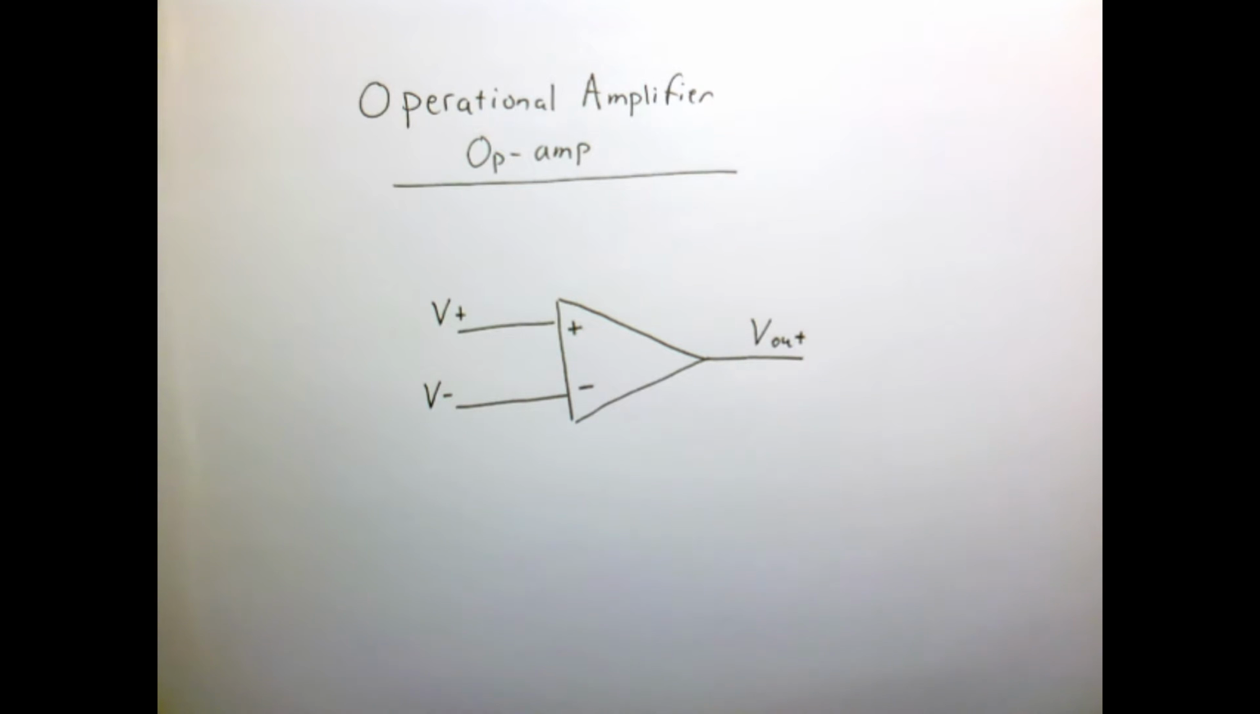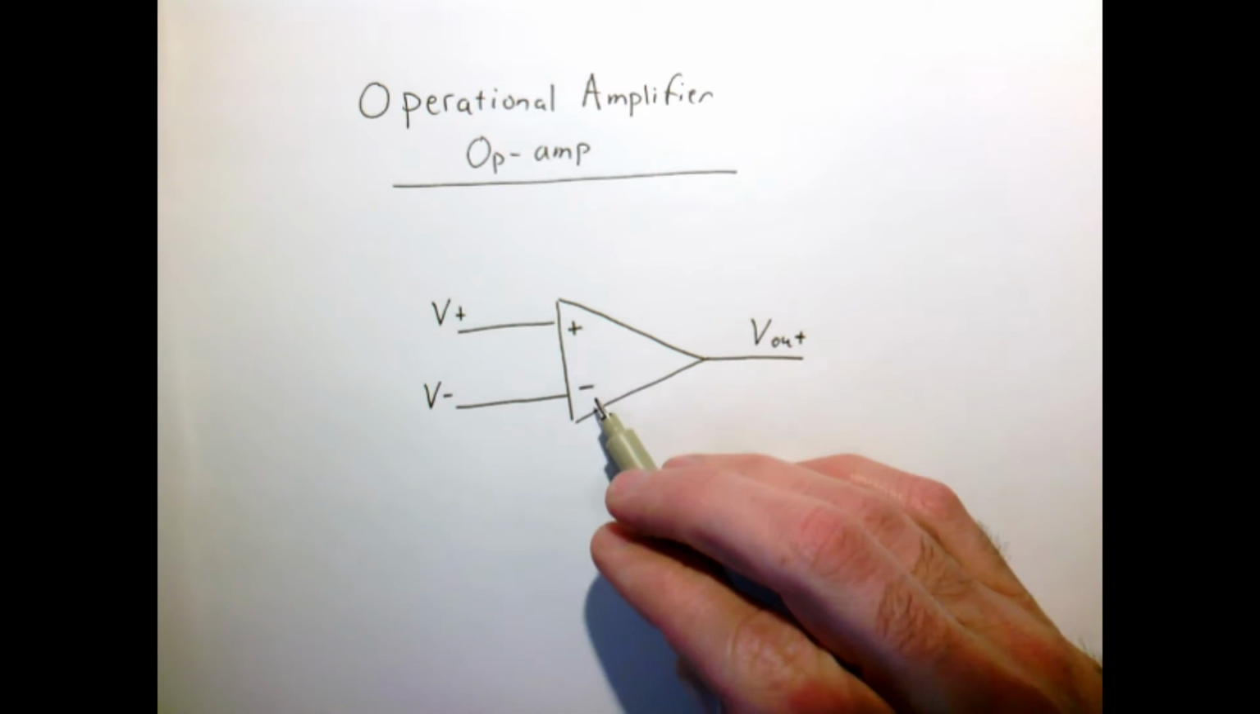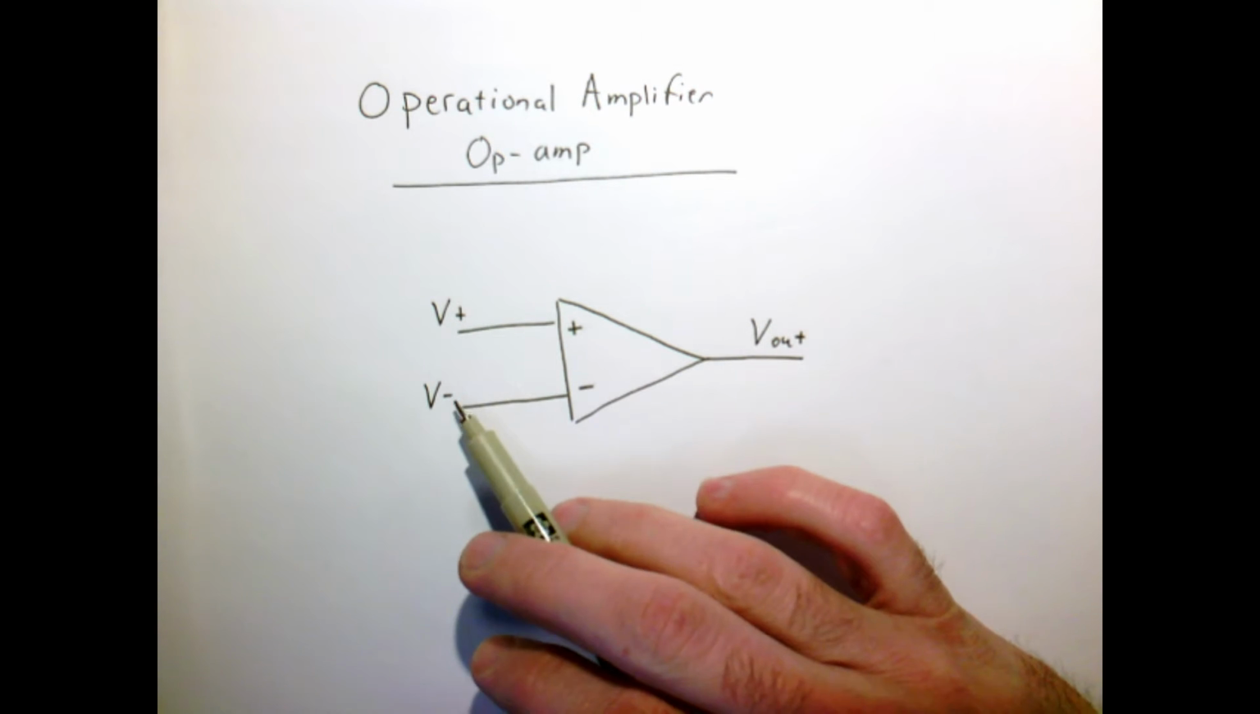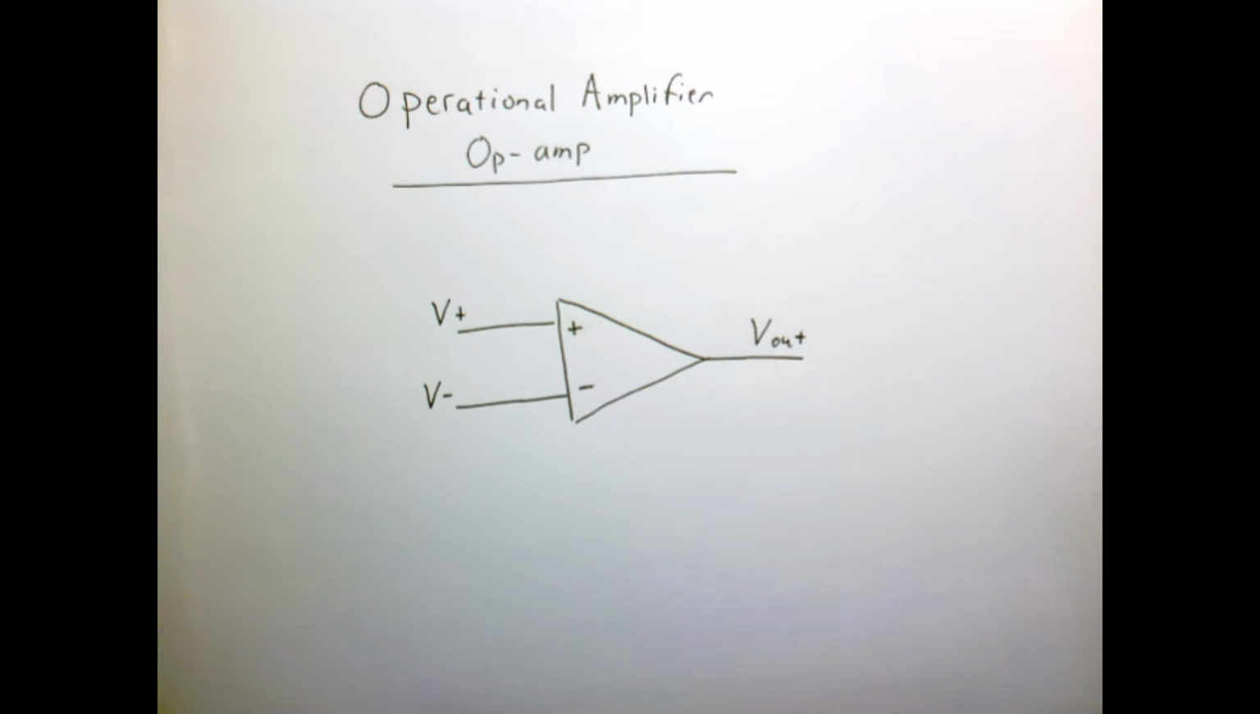You have a triangle with two inputs. One is labeled positive, one is labeled negative, and there is one output voltage, V out. So we have two input voltages, V plus and V minus, and one output voltage, V out. This is the basic symbol that you often see for the op-amp.